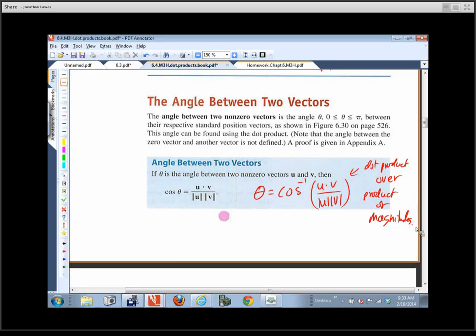And when I use this formula, so I have most of these formulas memorized. When I use this formula, I remember learning this. I learned this, let's see, about 23 years ago in a linear algebra class at the University of Utah. And I always remember that phrase. It's the cosine inverse of the dot product over the product of the magnitudes. Cosine inverse, dot product over the product of the magnitudes.